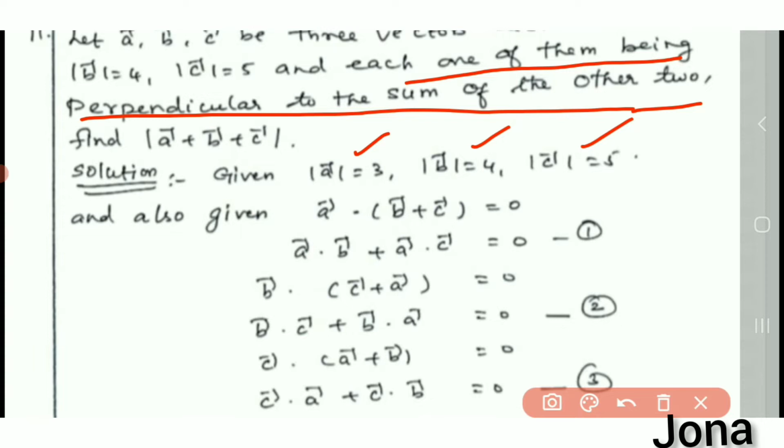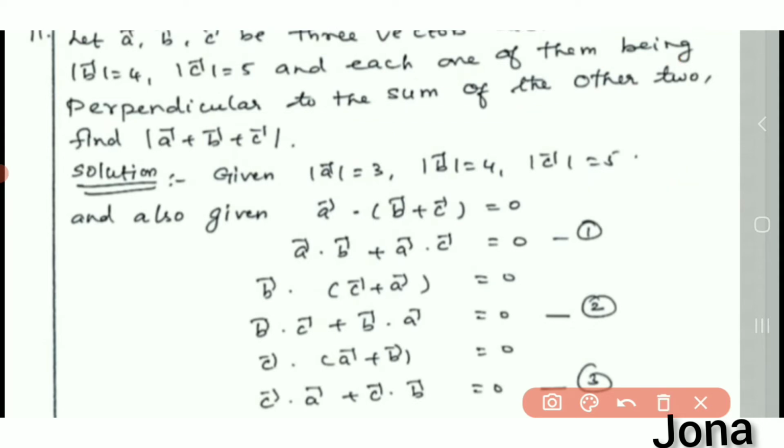So perpendicular is nothing but we have the condition that the dot product equals 0. Isn't it? So we are going to use the same thing. The first vector is A vector, and the second vector is the sum of the other two vectors, that is B vector plus C vector. So these two vectors are perpendicular, so that condition is A dot (B plus C) equal to 0. We are using the perpendicularity condition. So multiplying out the bracket, A dot B plus A dot C equals 0.